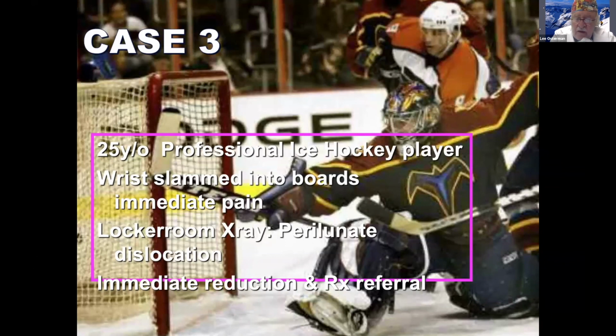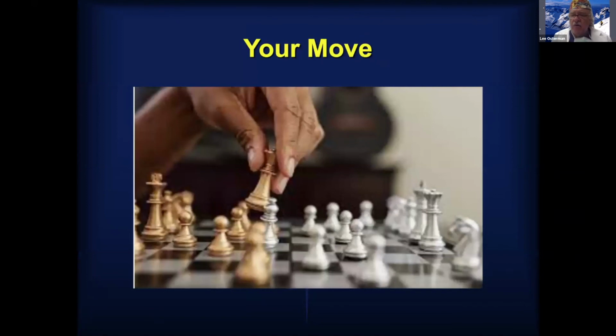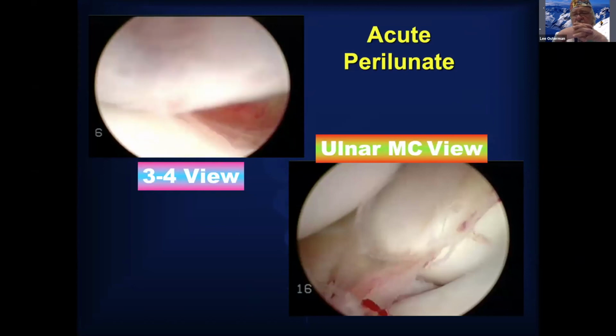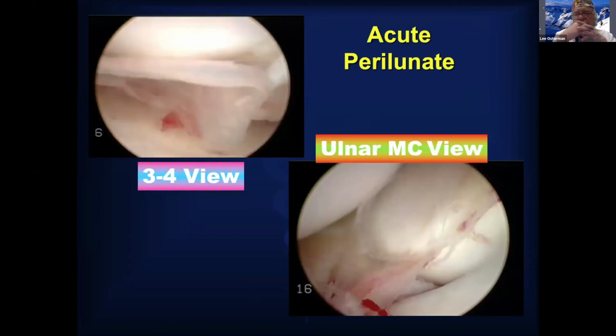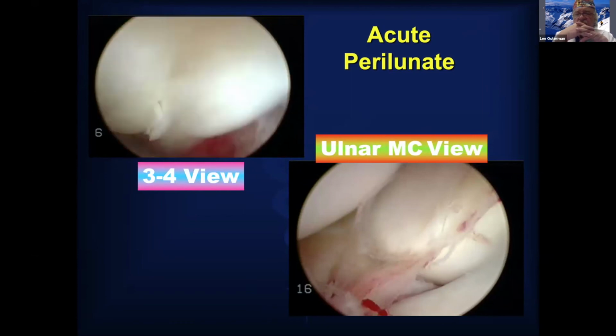He got his wrist slammed into the boards, immediate pain, goes to the locker room, and they get this x-ray in the locker room. It doesn't take much figuring out from the hand surgeons on call to realize this is a classic perilunate dislocation without fracture. So you say, well, what's the next move here? He was splinted, and it came to us, and what we elected to do was to reduce it, and that was done the night of surgery.